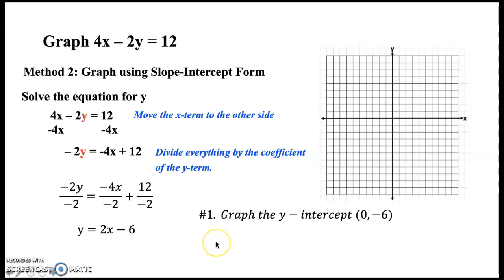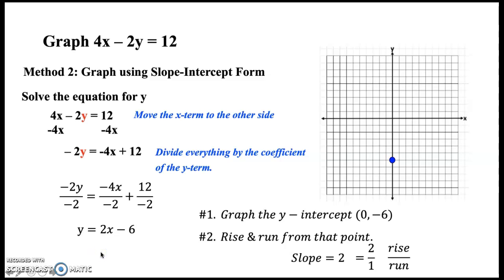All right, now we can graph our y-intercept. Once it's in slope-intercept form, the first step is to graph your y-intercept, and this right here is your y-intercept. So we're going to graph 0, negative 6. Once that's graphed, then you use your slope to rise and run from that point. My slope here is 2. I'm going to put it in fraction form so I can see my rise and my run.